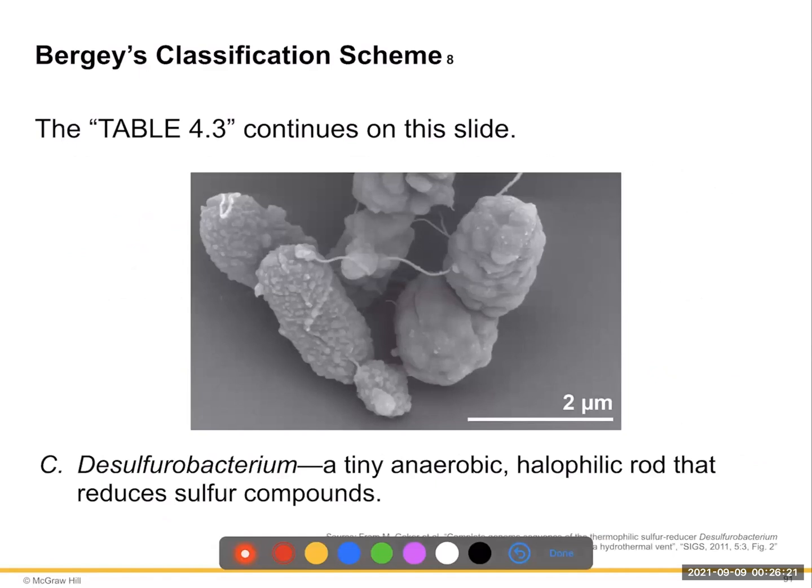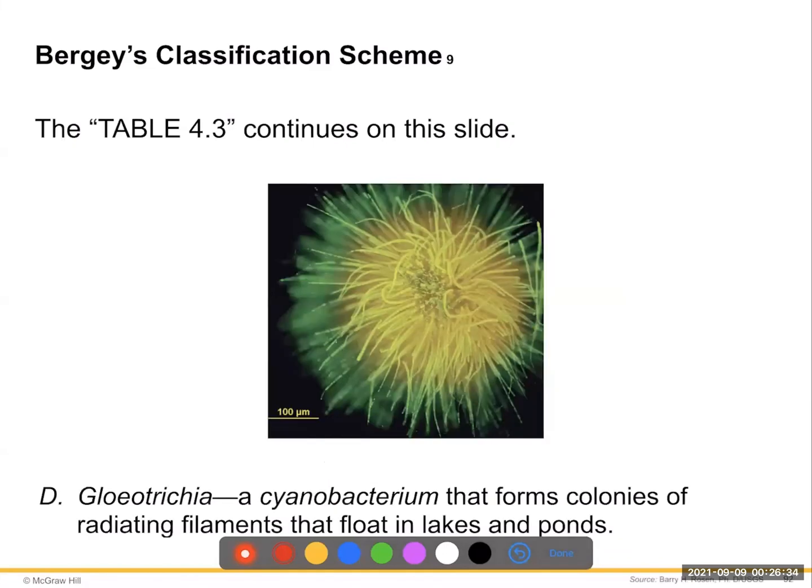These are tiny anaerobic halophilic rods. You see some of the rod shapes, but they're halophilic. That means they can withstand high salt concentrations and they reduce sulfur compounds. Trichodesmium is a cyanobacteria. You can see the green and yellow colors of it. It forms these colonies, these radiating fibers that float in your lakes and ponds.